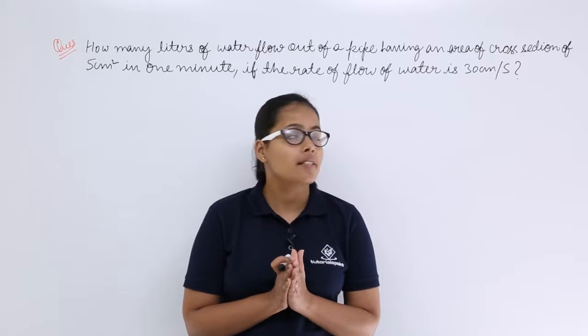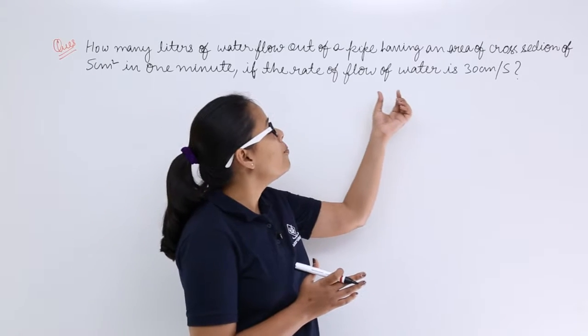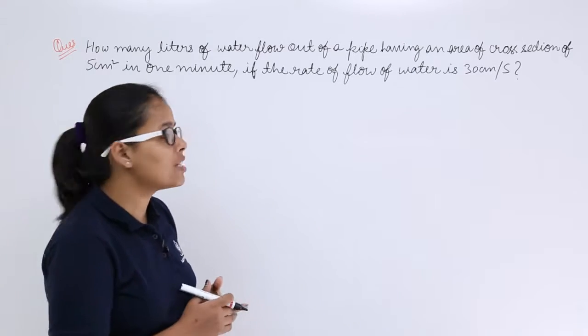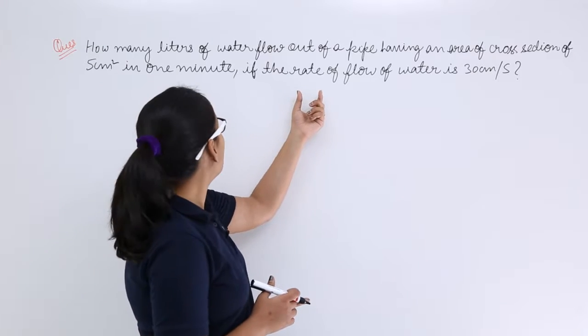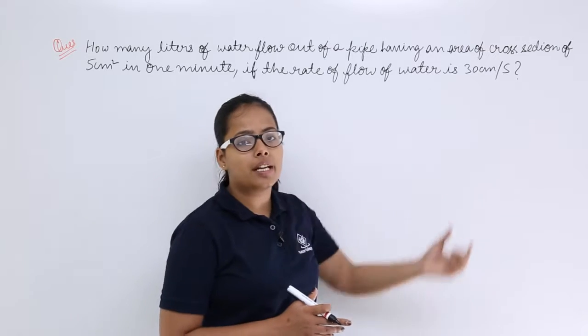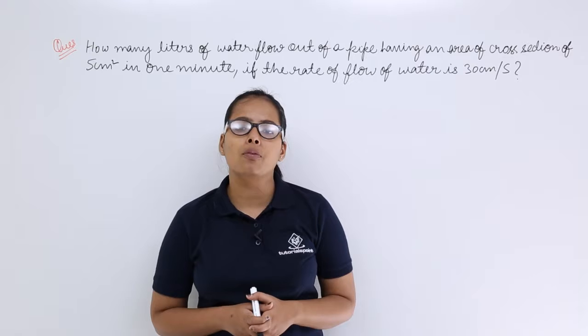This problem says: how many liters of water flow out of a pipe having an area of cross section of 5 centimeter square in 1 minute, if the rate of flow of water is 30 centimeter per second. So how are you going to calculate this?